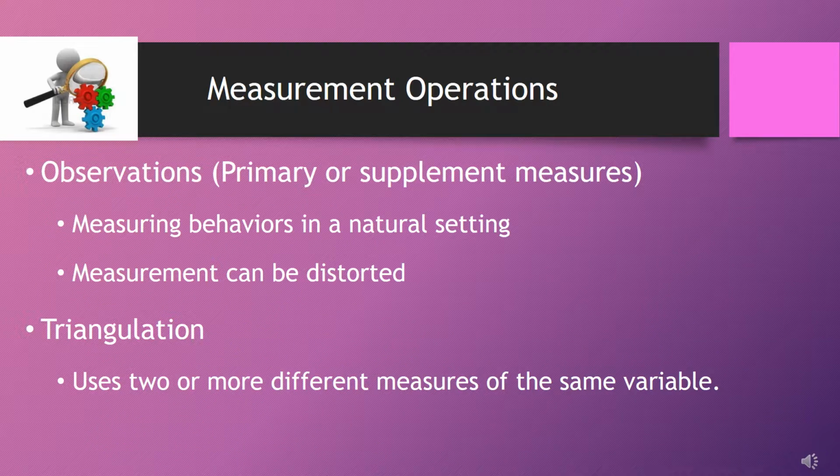You may utilize observations in your research as a primary form of measurement, or they can be used as supplemental data in a study. Direct observation is a method of choice for measuring behaviors in natural settings, although measurement can be distorted because the presence of an observer may cause people to act differently from the way they would otherwise act. We will dive deeper into observation measures in Chapter 9. Triangulation uses two or more different measures of the same variable.